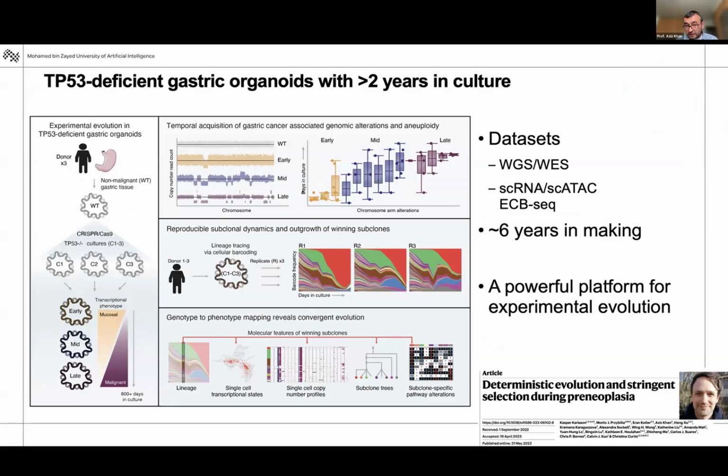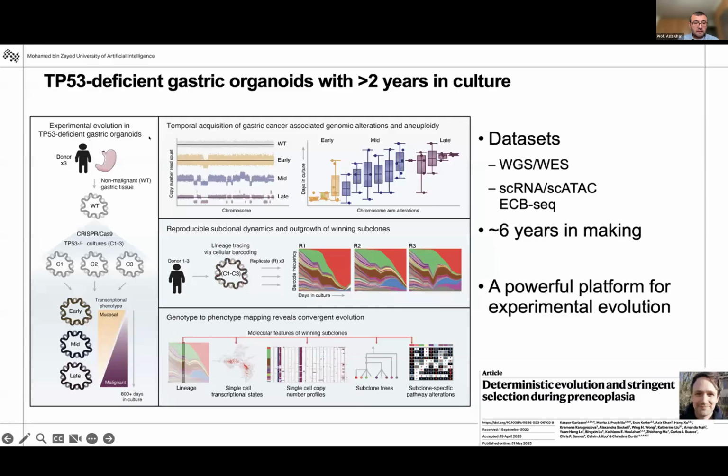So we know that TP53 is a guardian of the genome, a gene which is very important. And if mutation happens in this gene, of course, a lot of cancer happens. It's a highly mutated gene in all the cancers as well. So what he did, in an organoid setting, in normal gastric organoids, he deleted TP53 and waited to see what happens over more than 2 years in culture.